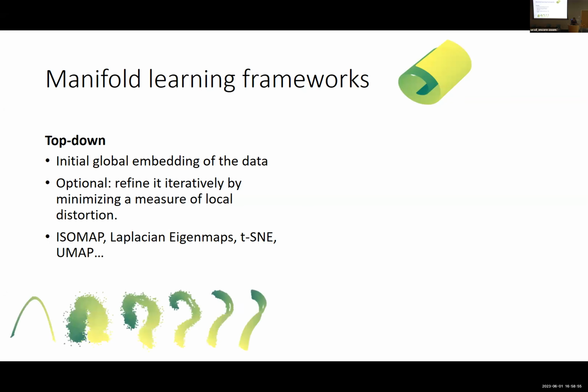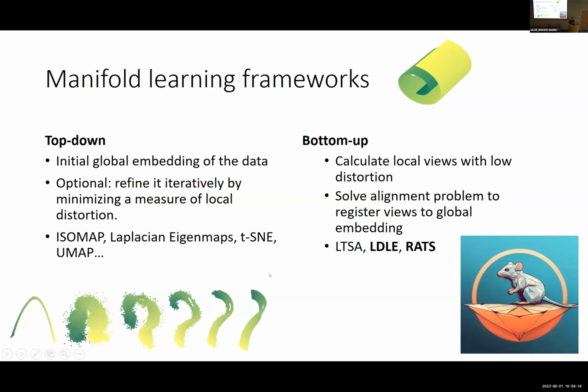So for example, here we have a UMAP embedding of the Swiss roll there at the top. So Swiss roll is a manifold learner's best friend. So they embed it in 2 dimensions. They have this weird step where they add noise to it, and then they iteratively refine it and try to unravel the Swiss roll. And what we're proposing is a bottom-up manifold learning framework.